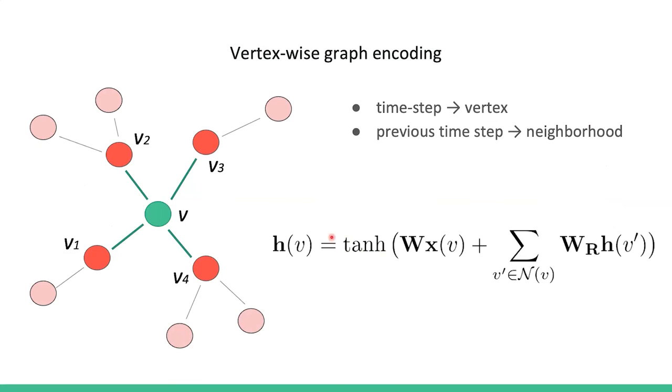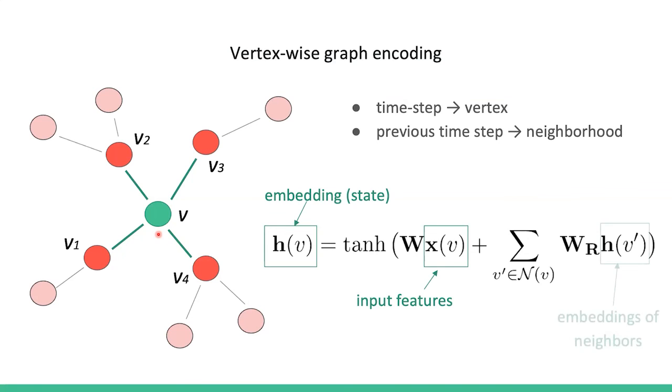Okay. So in practice, what we do, consider, let's say, this graph in the figure, and consider, for example, this specific vertex V. We compute a state, or so-called embedding, for this vertex V, that is a function of the input features, for example, the type of atom that this vertex is representing, and of the embeddings of the neighbors. So this is like the state of the previous time step.